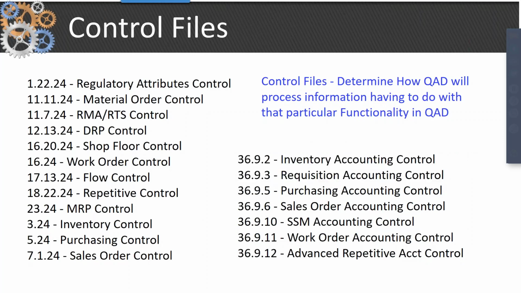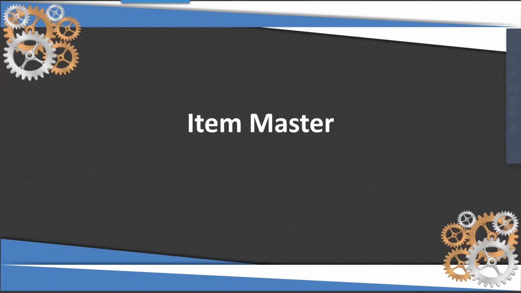inventory. In the newer version of QED, that is the EE version, I don't know how many of you are using EE, but in EE, they had these new accounting control files. They split some of the functionality between the old control files and the new control files. So you've got to have some information in these inventory or these accounting control files that also are going to affect MRP. So let's talk about the item master file.